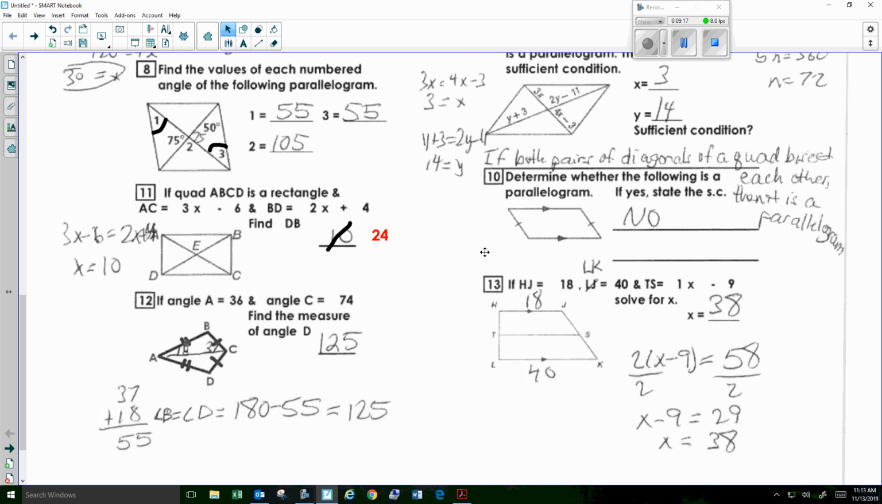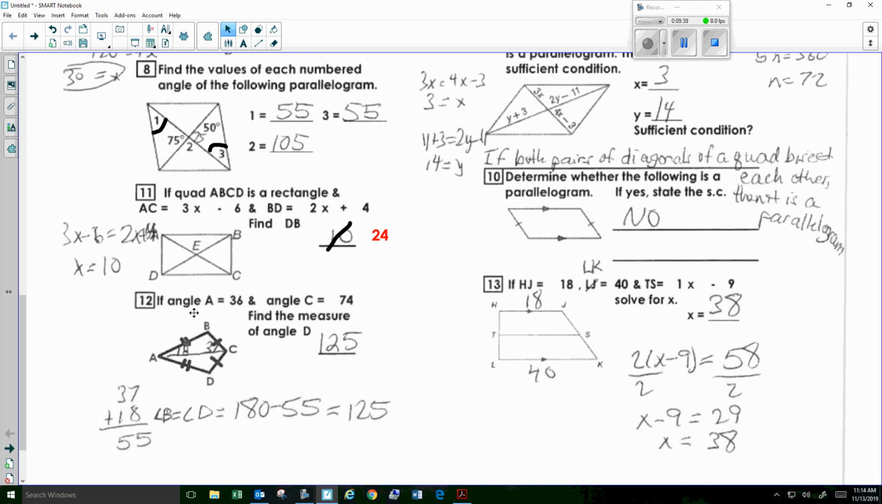So for example, when you're done with your test, go back and read each question, make sure you're answering it. I did all that work right, got x equals 10, but I didn't answer the right question, DB. I went back and checked it and got the right answer of 24. I've talked about that multiple times, going back and rereading the question. Here's an example of why you need to do this.